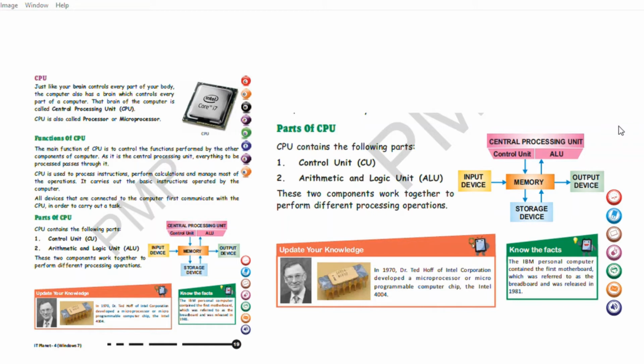CPU contains the following parts. Number 1, control unit, CU. Number 2, arithmetic and logic unit, ALU. So this is your answer for question number 3. CPU contains the following parts. Number 1, control unit, CU. Number 2, arithmetic and logic unit, ALU.